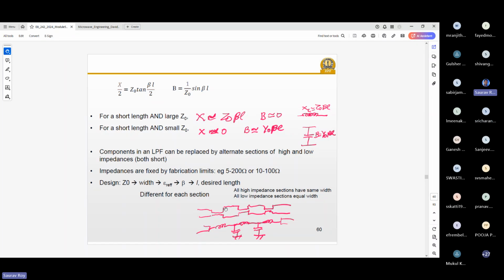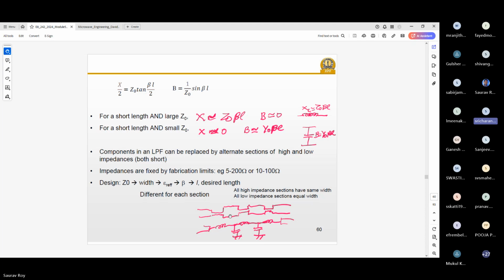So actually this low pass filter will look like this. First, there will be a Z naught line, a normal microstrip line. Then you have a large Z naught. A large Z naught generally means a very thin line, so the inductor is replaced by a thin line, and the capacitor is replaced with a very thick line, that is, small Z naught. Then you have a cascade of multiple sections like this.